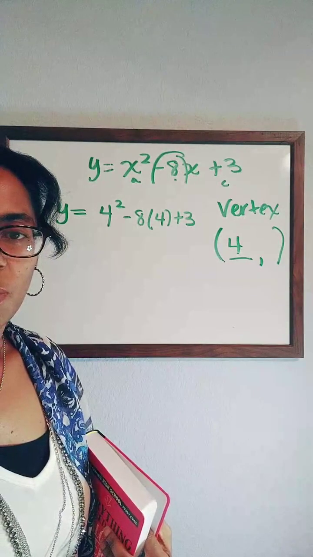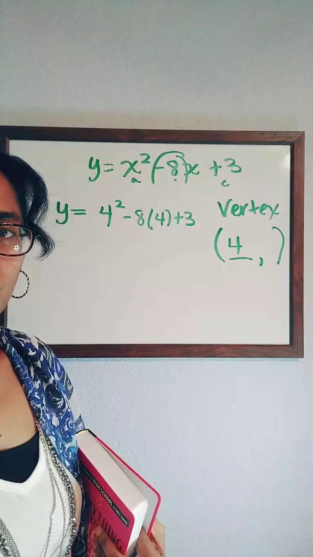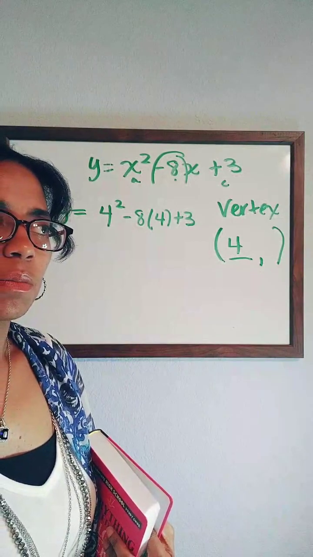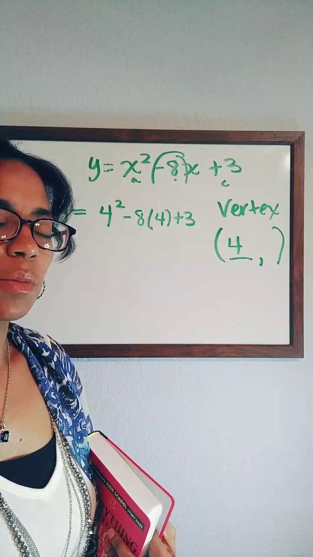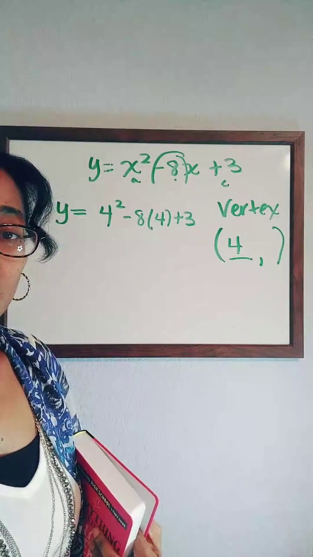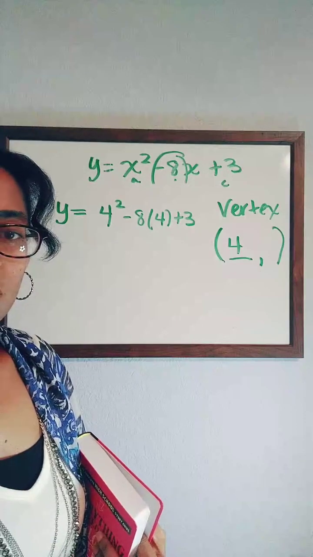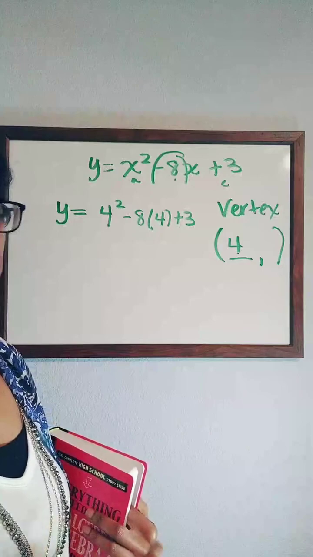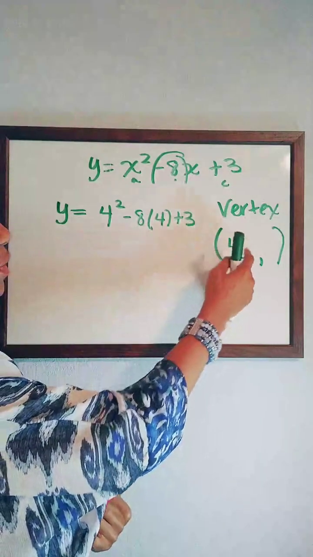There was a part for the bottom where we FOILed. We only FOIL when we are multiplying polynomials. No, this is algebra 1. I think they may do something like that in algebra 2. I don't know. But anyways, let's get this other part of the vertex, okay?